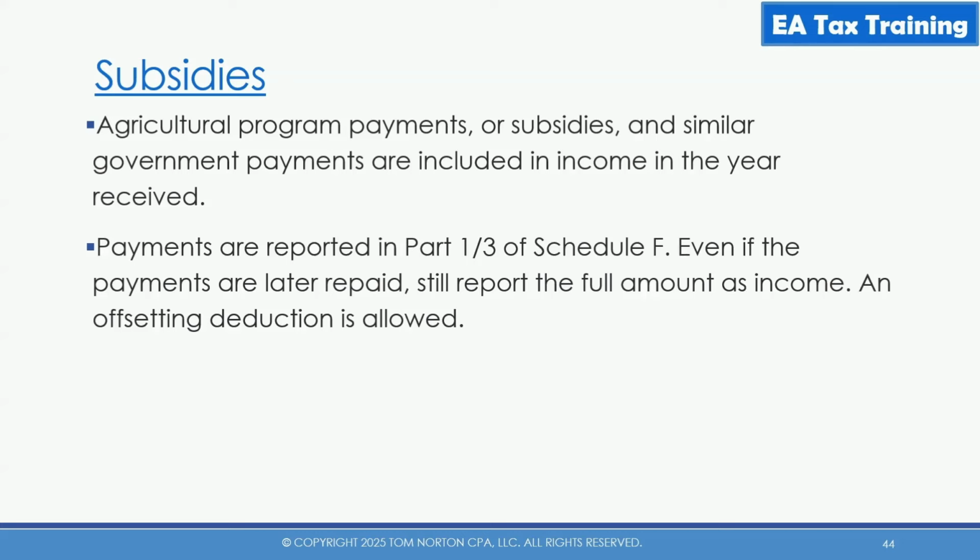So maybe they receive a subsidy and then it turns out that they don't qualify for all or part of that subsidy, so they have to pay some of it back. They still include all of it in their gross income, but then they take a deduction for the amount that they had to pay back.